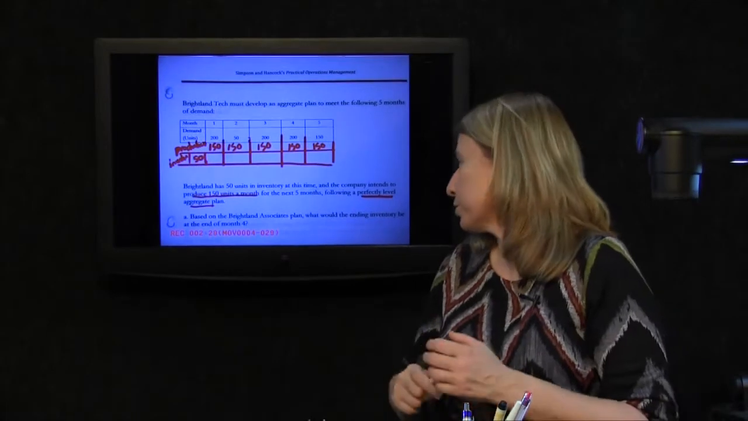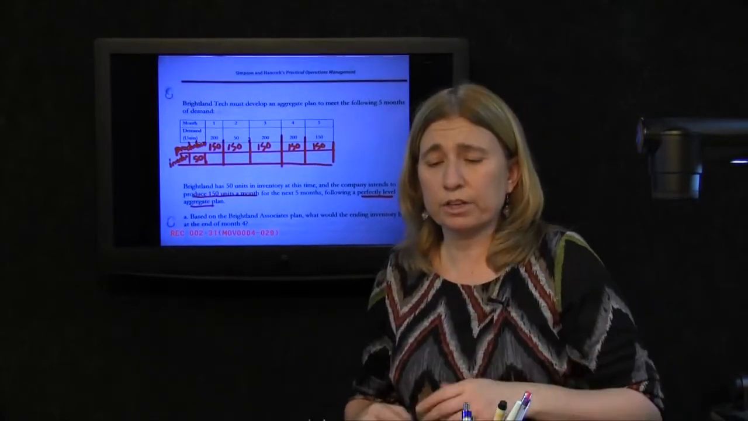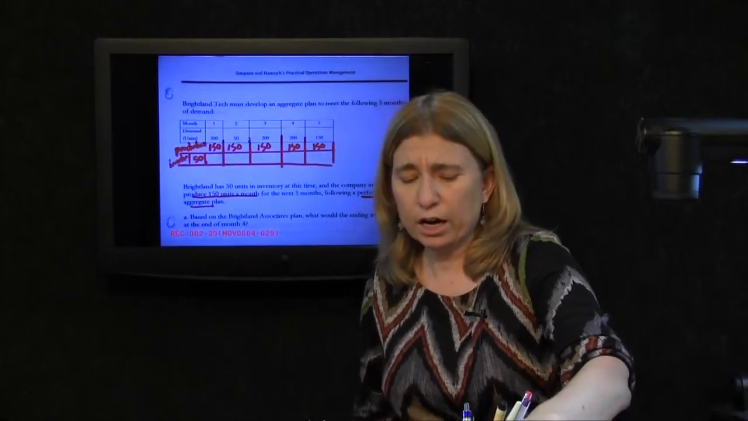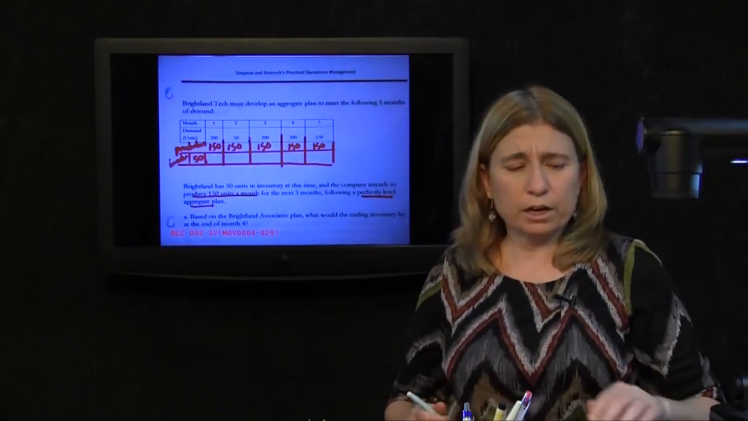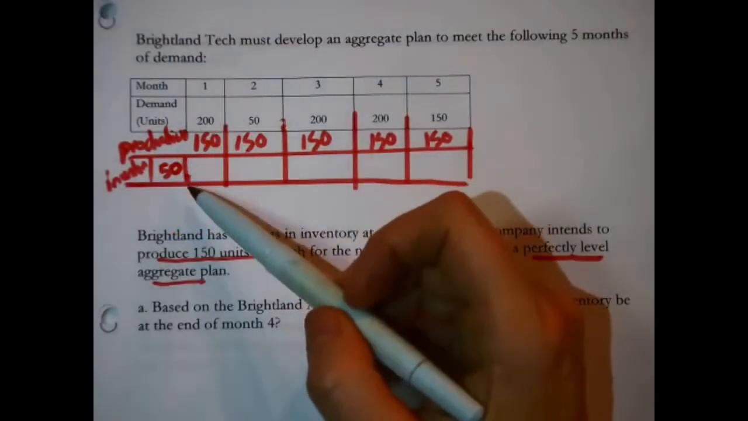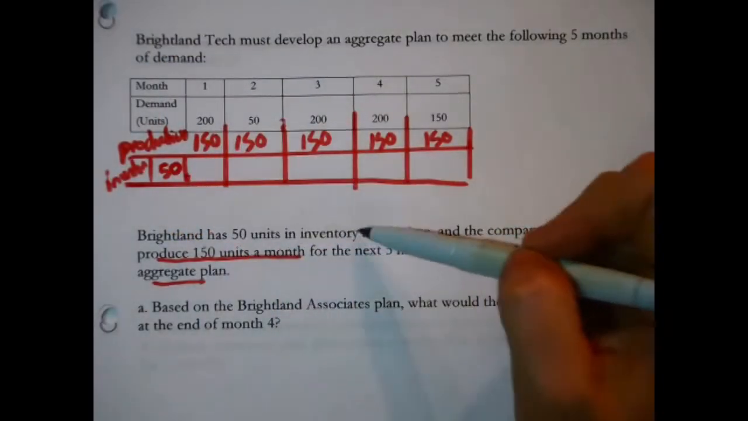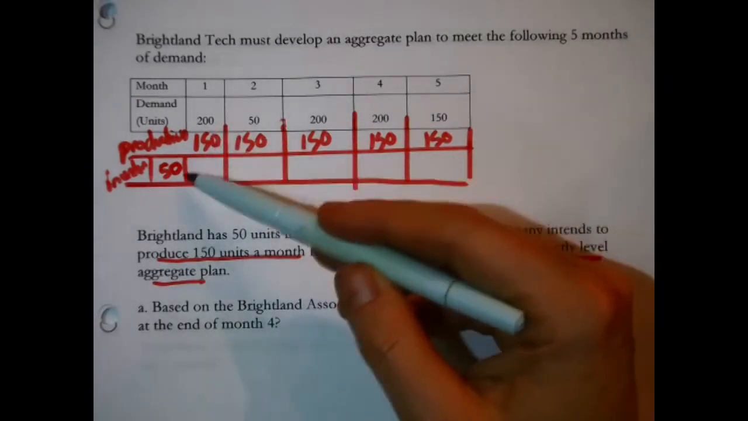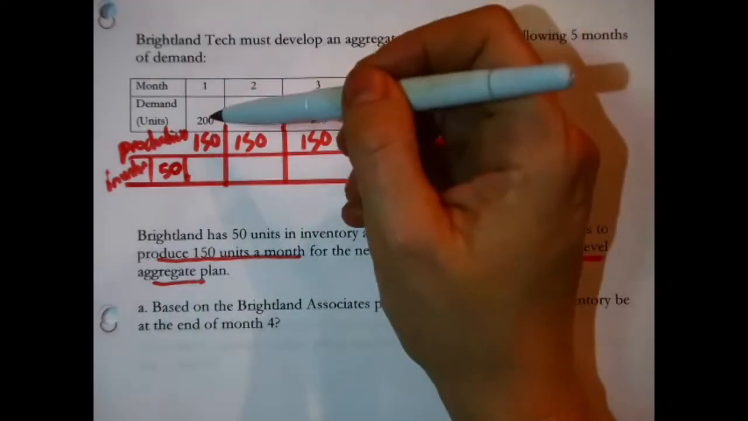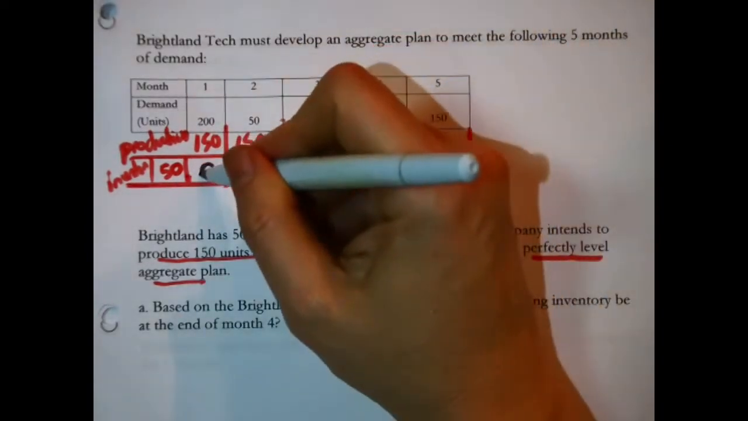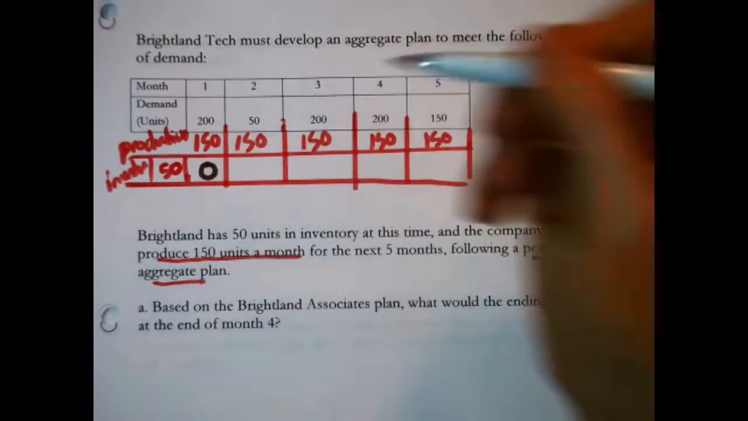Right. The first question, for instance, is asking for ending inventory at the end of month 4. Why don't we just find out the ending inventory for each one of the months? Easy enough, because think about it. Look here at the first month. We're going to start with 50. That's what it says. They have 50 in inventory at this time. We're starting with 50. We'll produce 150. That means a total of 200. But the demand in the first month is 200. So that's going to wipe that away, which means that our ending inventory is 0.